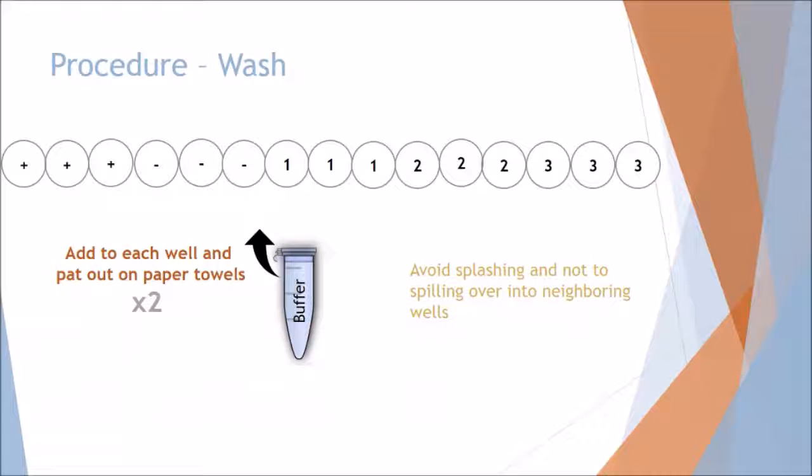So we're going to repeat that wash step like we did earlier. So we'll discard what we have in our microwell plate out on the paper towel. We'll transfer our buffer into the wells, and then we'll pat out the first set of buffer onto the paper towels, avoiding splashing or spilling over, and we'll do it a second time.